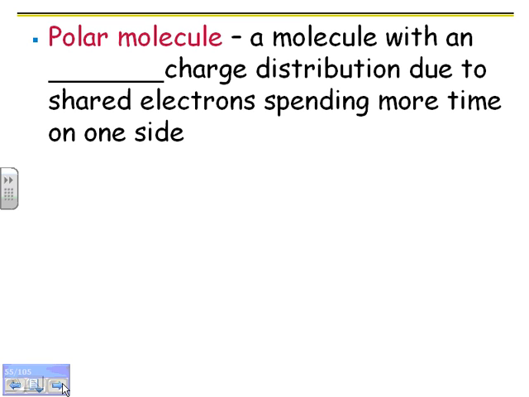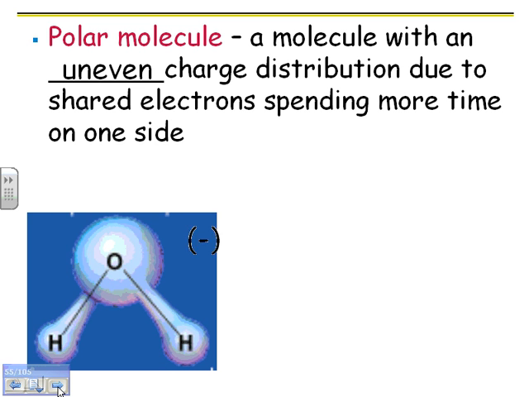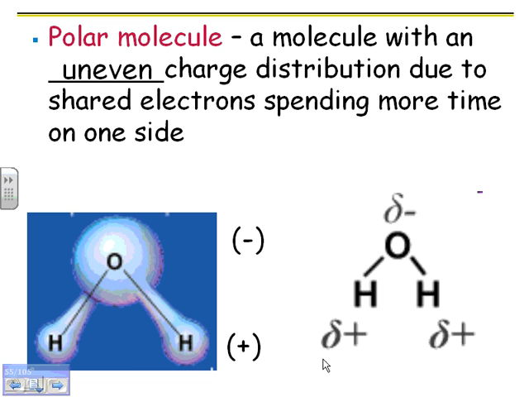So just to define this, a polar molecule is a molecule with an uneven charge distribution due to shared electrons spending more time on one side. So this side being partially negative, this side being partially positive. Don't forget to put in your parentheses or your funky little negative sign or funky little partial positive sign.